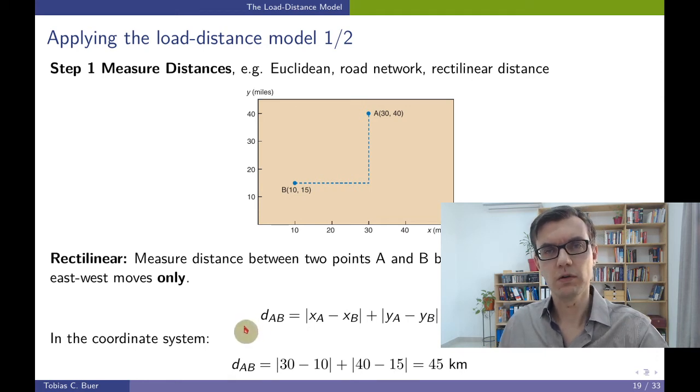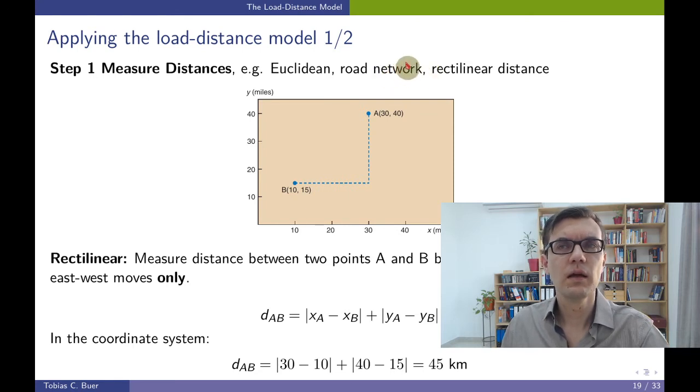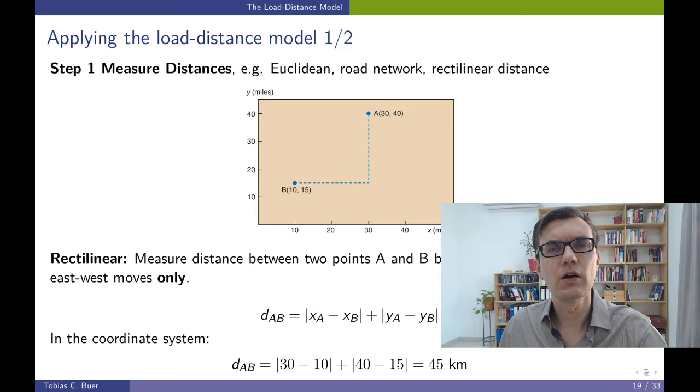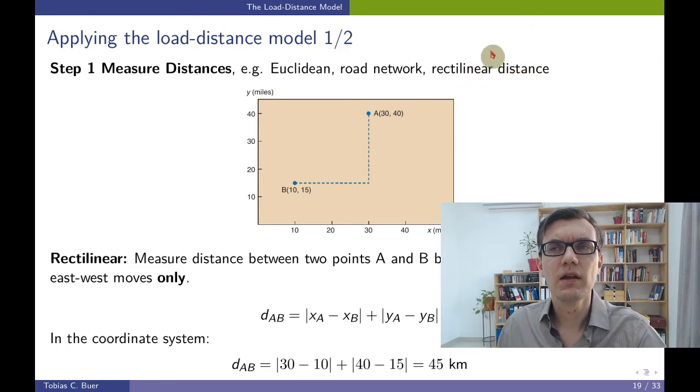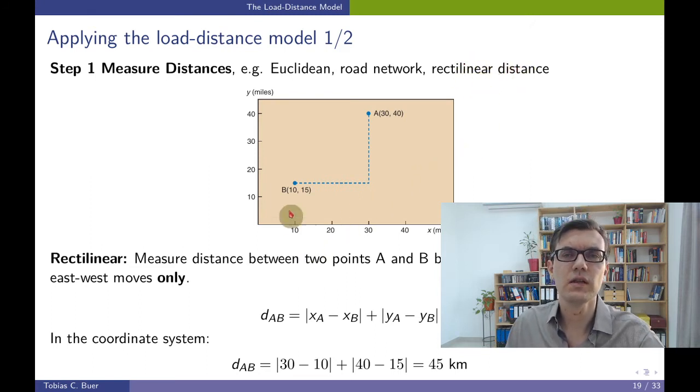We could try to use the real distance via entering the data in Google Maps, for example, and then using the real road network. But we can also use the rectilinear distance, which is quite simple to calculate. And if you are dealing with many locations in a similar road network, then this is a very good approximation that makes life much easier.